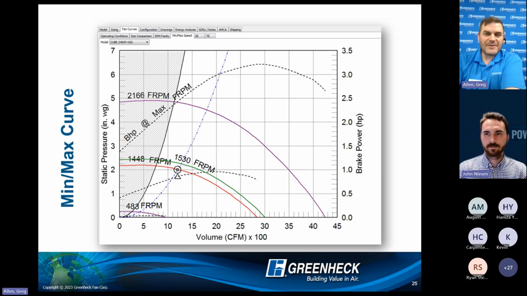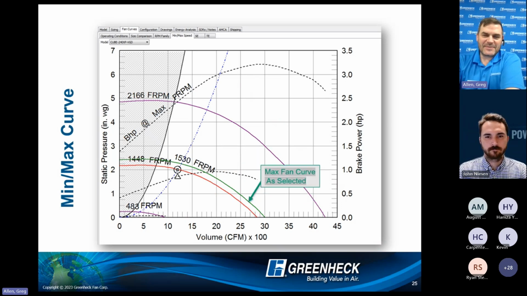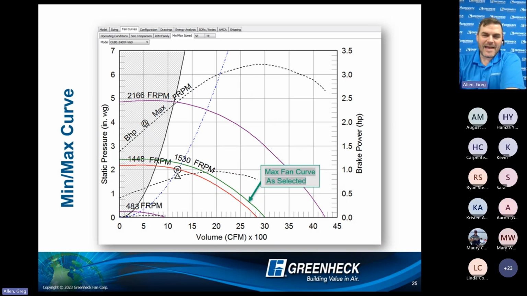All right, moving on. So I've got my fan curve, just to spell these out for you. My max fan as selected means, I'm assuming this had a 1 horsepower motor on it, that's where you ran out of 1 horsepower. I've got my minimum and I've got my maximum fan construction curve.